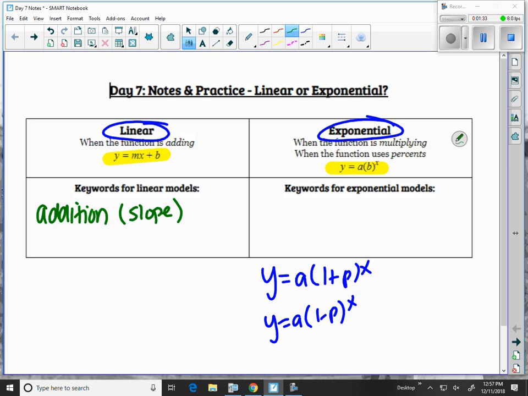All right, keywords for exponential models. For exponential models, there's a lot more keywords here. First, we can see that this is multiplication. Do you remember when we did y equals a times b to the x and it said like doubles or triples? Yes. Okay, so that's one example. Actually, we can probably put halves in there as well. We could do half, and if it halves, that's it.